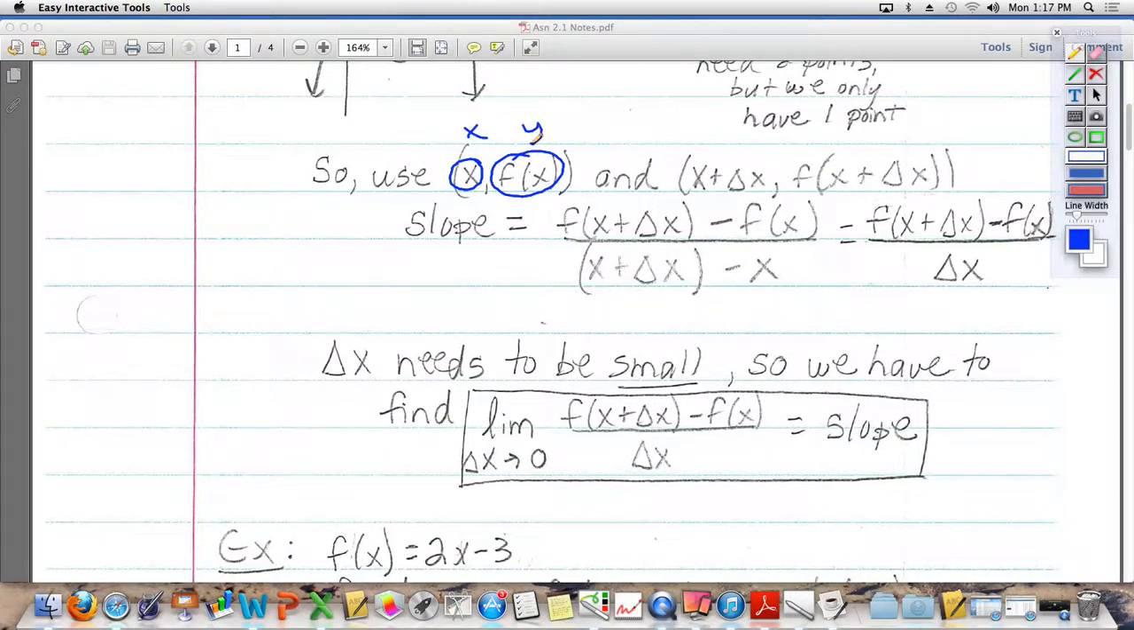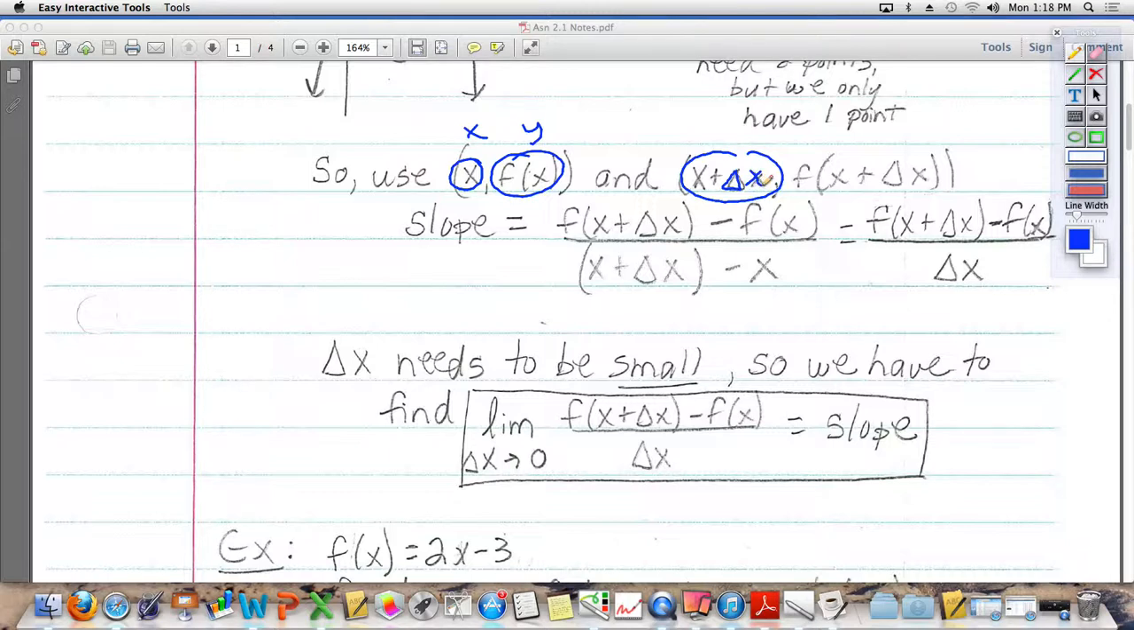But we need another point. And that other point I just told you had to be really close to the first point so that there was almost no change between the 2 points at all. So the other point that we're going to use is this thing right here. We're going to take that original x value and we are going to add to it the change in x.